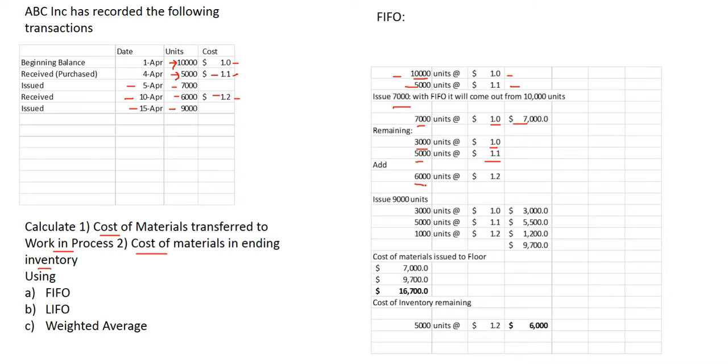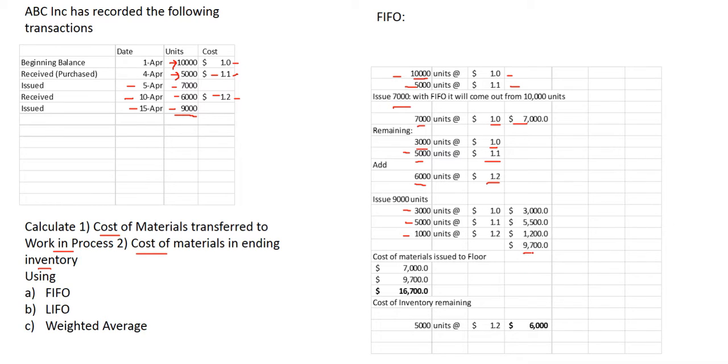What's remaining is 3,000 units at $1 and 5,000 units at 1.1. Now we are adding another 6,000 at 1.2, and finally we are issuing 9,000 units to the production floor. As the name implies, first in first out, we start with the oldest ones in the inventory: 3,000 units at $1, then 5,000 at 1.1. That is still not enough, so we need 1,000 units from the 6,000 that we added last. So all these add up to 9,000: 3,000 at $1, 5,000 at 1.1, and 1,000 at 1.2.